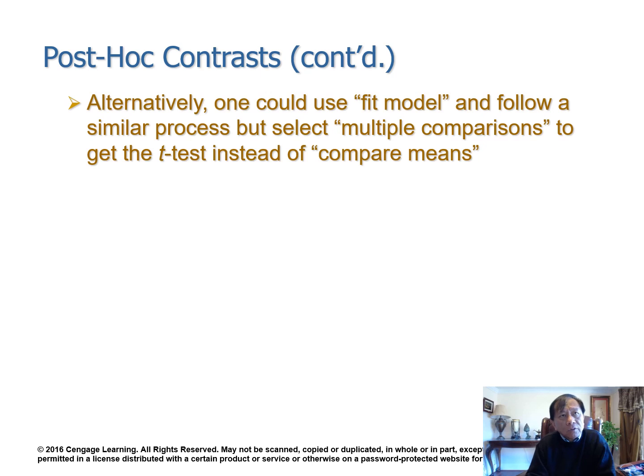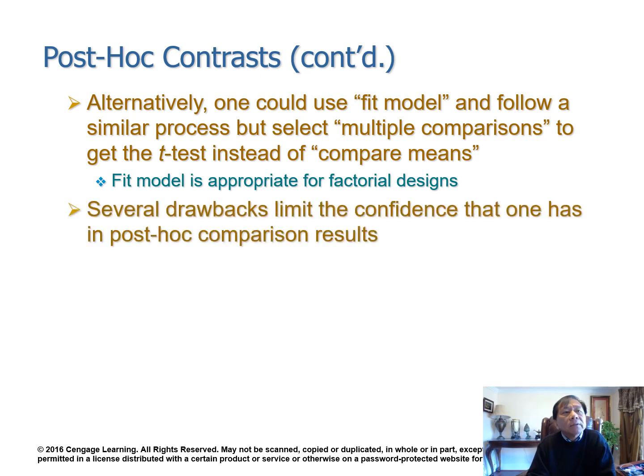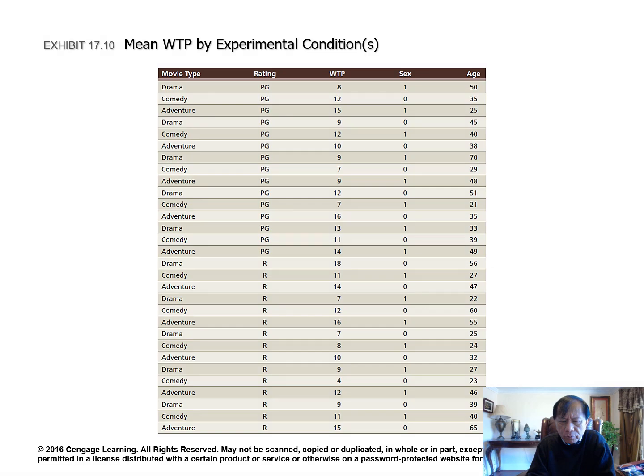Post hoc contrast. Alternatively, one could use the fit model and allow a similar process but select multiple comparison to get the t-test instead of compared means. Fit model is appropriate for factorial designs. Several drawbacks limit the confidence that one has in post hoc comparison results. Post hoc comparisons have disadvantages in terms of both type 1 and type 2 errors.